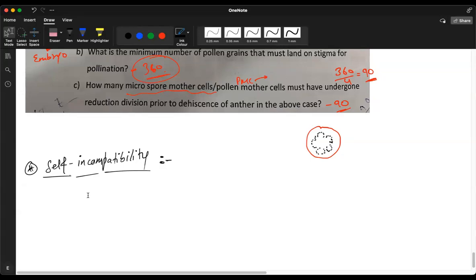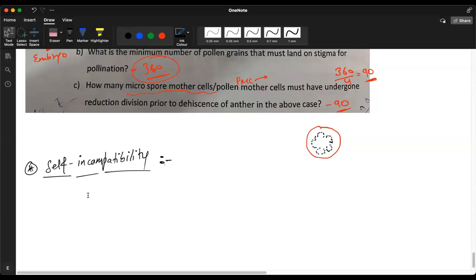This is a genetic mechanism and prevents self-pollen from the same flower or the other flowers of the same plant from fertilizing the ovules by inhibiting pollen germination or pollen tube growth in the pistil. So the pollen from the same flower or from other flowers from the same plant. So basically, this is a genetic mechanism to prevent autogamy and geitonogamy both.